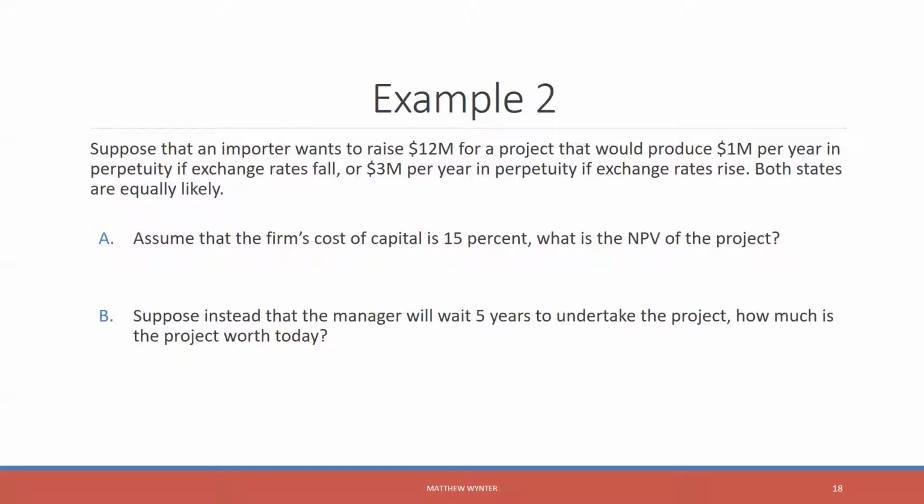For part A, assume that the firm's cost of capital is 15%. What is the NPV of the project? For part B, suppose instead that the manager will wait 5 years to undertake the project. How much is the project worth today?